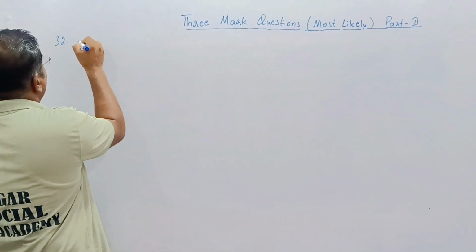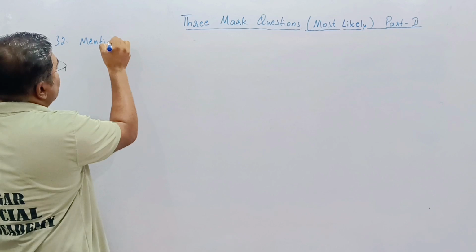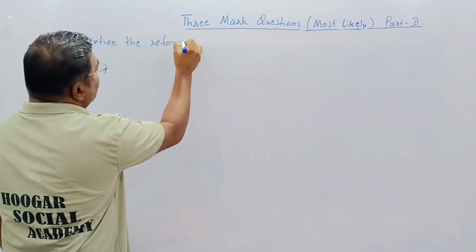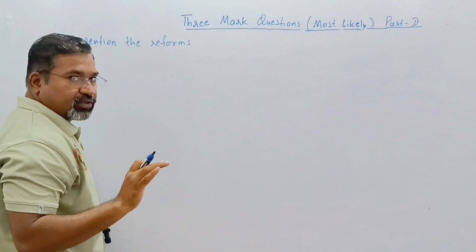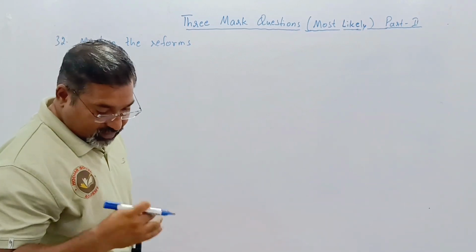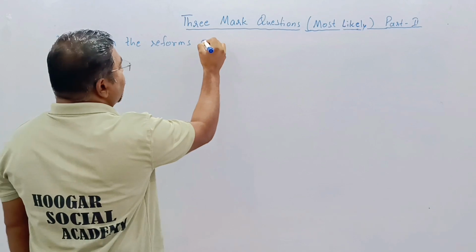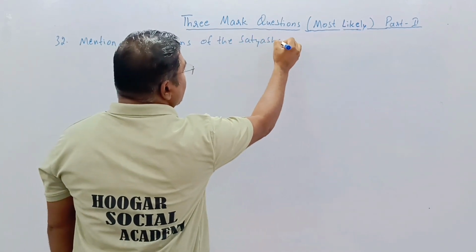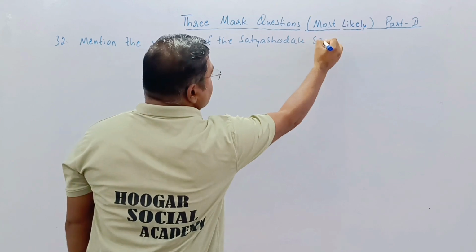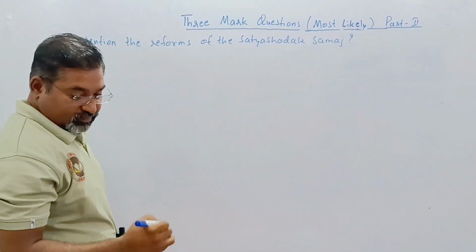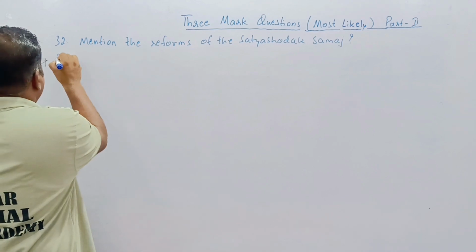The 32nd question: mention the reforms. No repeated questions, all our questions are different. So mention the reforms of the Satya Shodhak Samaj. About the Satya Shodhak Samaj you are going to mention.